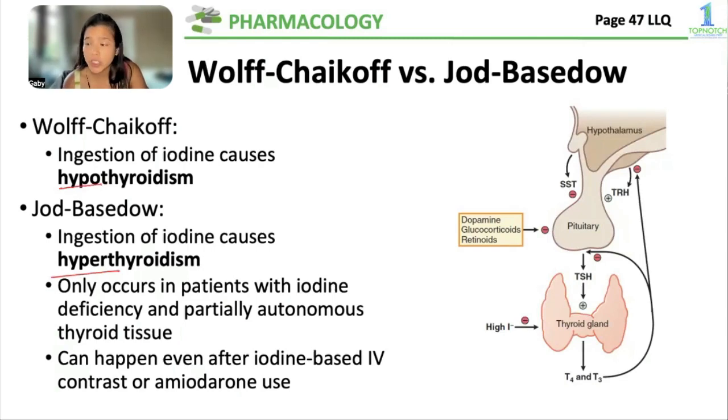So typically, this only occurs in patients with iodine deficiency. So what happens? Whenever you have iodine deficiency, you tend to be hypothyroid. Therefore, your TSH and your TRH are usually high because you want to upregulate the NIS or the sodium iodine symport in order to allow more and more uptake of iodine into your thyroid gland. So if you give iodine to somebody who already has upregulated symport activity, you will then get hyperthyroidism. So this can happen not only with ingestion of iodine tablets, but even after an iodine-based IV contrast or amiodarone use. So amiodarone, from the name itself, iod, it contains a lot of iodine.